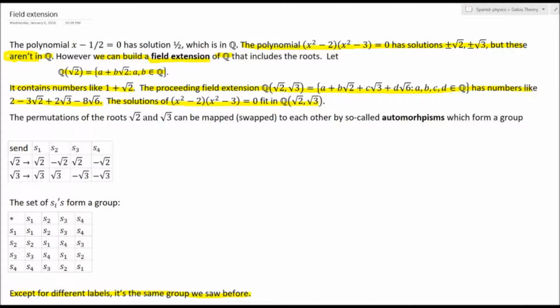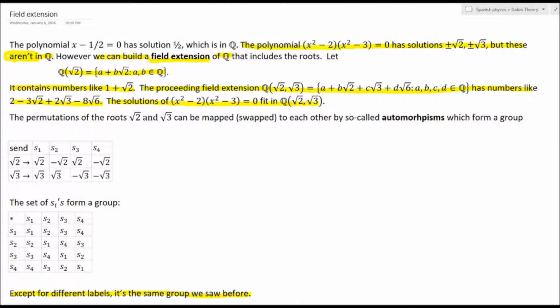We would proceed with this field extension methodology, adding square root of 3. The numbers in that field extension with square root of 2 and square root of 3 would look like A plus B times the square root of 2, plus C times the square root of 3, plus D times the square root of 6, with A, B, C, D all coming from the rational numbers. That set is big enough to contain the solutions of the polynomial above.